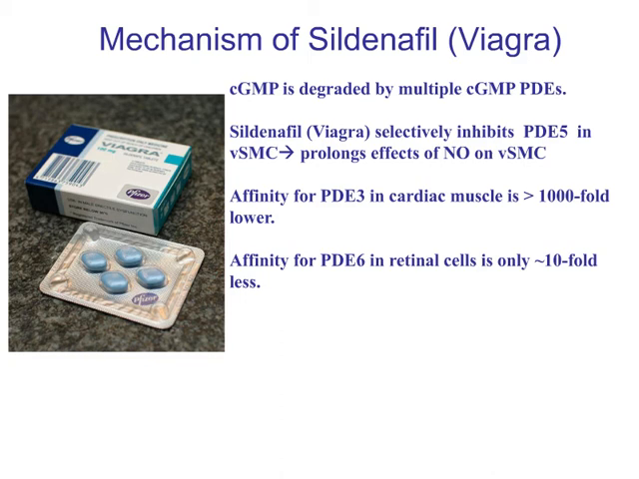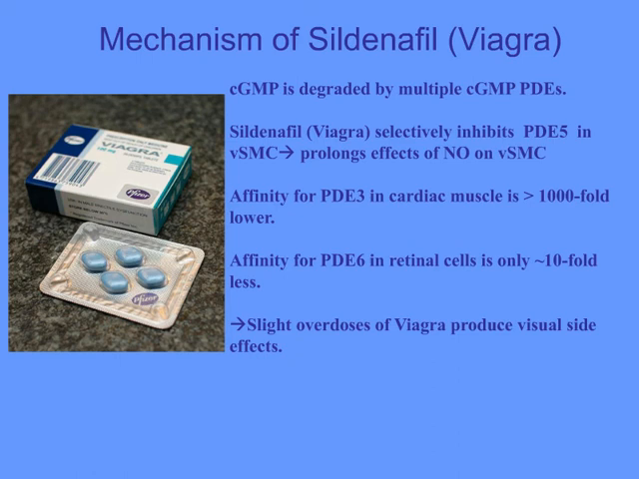However, these drugs are only approximately 10-fold more selective for PDE5 than for PDE6, which is the cyclic GMP phosphodiesterase expressed in the light-sensing cells in the retina. Small overdoses of these erectile dysfunction drugs can cause mild alterations in visual color perception due to inhibition of the PDE6 in retinal cells. This can cause blue-tinted vision, or cyanopsia.